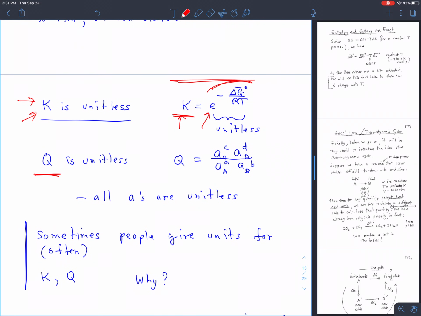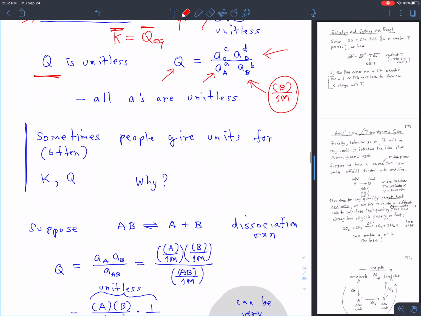Likewise, the reaction quotient itself is a unitless quantity. You can see that in this definition over here. Every one of these activities is a unitless quantity, right? It's something like, for example, concentration of B divided by standard state concentration, which is usually 1 molar. This whole quantity is unitless. That means all these activities are unitless. That means the reaction quotient is also unitless. And that has to be true, right, because at equilibrium, the equilibrium constant is equal to the reaction quotient. And that can only be true if they both have the same units, which in this case means they have no units at all.